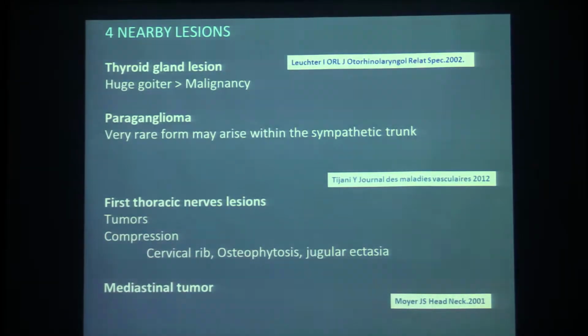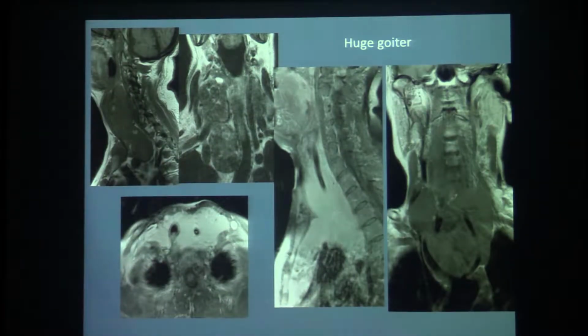And in this area, there are also the nearby lesions, such as thyroid gland lesions, and it is more often a goiter than a malignancy, just because goiters are more frequent than malignancy. It can be a paraganglioma, and some very rare paraganglia may arise from the sympathetic system. It can be first thoracic nerve lesions, any lesion like compression tumors, or a mediastinal tumor. So everything that goes around this area, from the pulmonary apex to the bifurcation of the carotid, can provoke Horner syndrome, like in this patient with this very huge goiter who also had Horner syndrome.